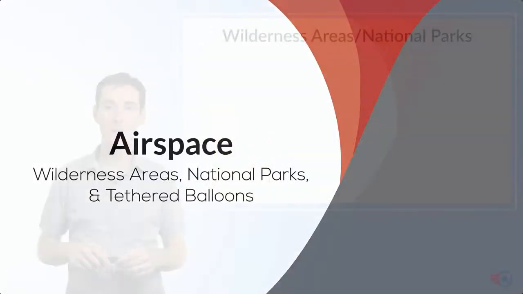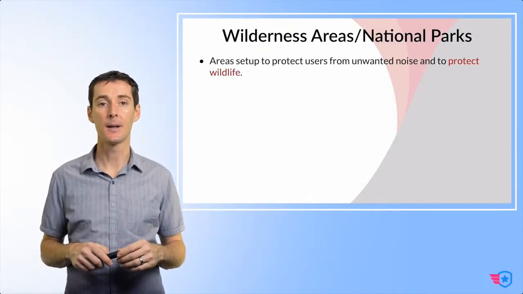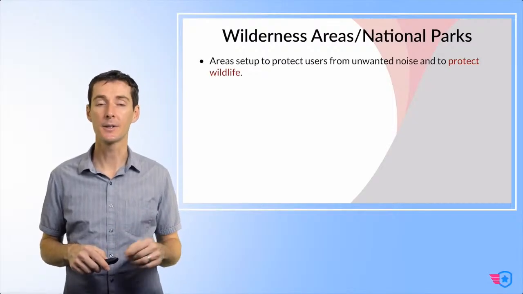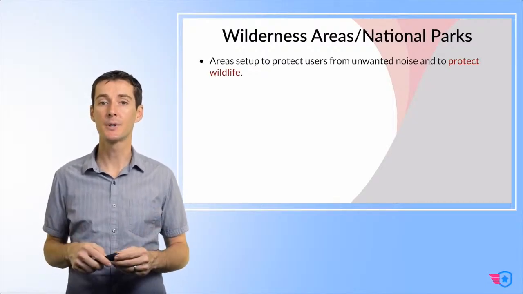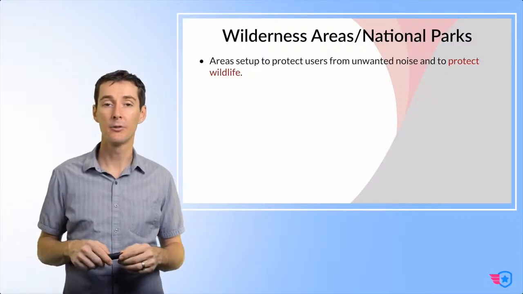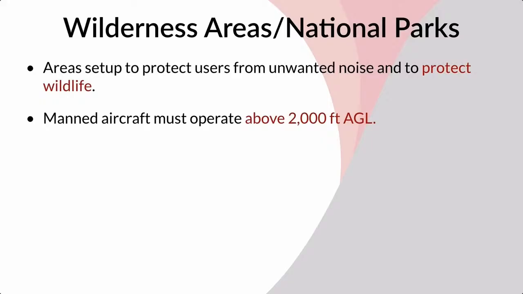Let's go ahead and talk about wilderness areas and national parks. Guess what? You are not allowed to fly the drone in wilderness areas and in national parks. These areas have been set up to protect the wildlife and also to prevent unwanted noise from people that are in there enjoying nature. Manned aircraft are requested to fly above 2,000 feet AGL.